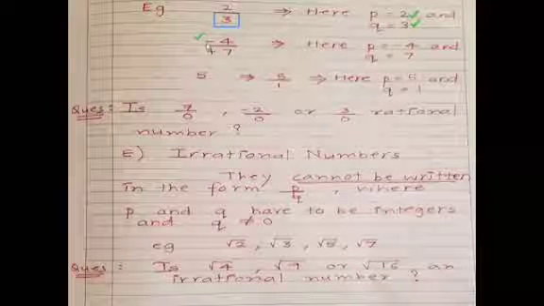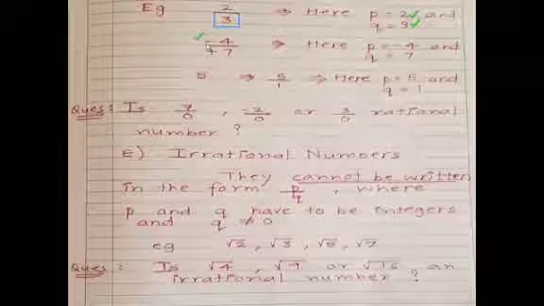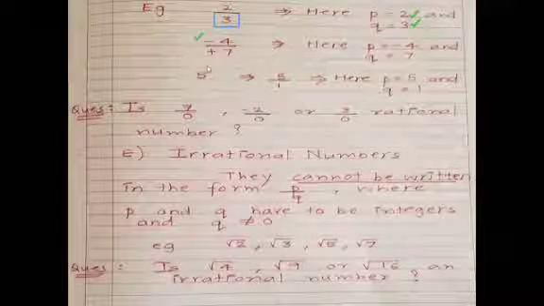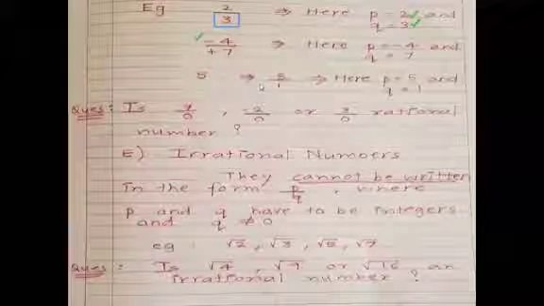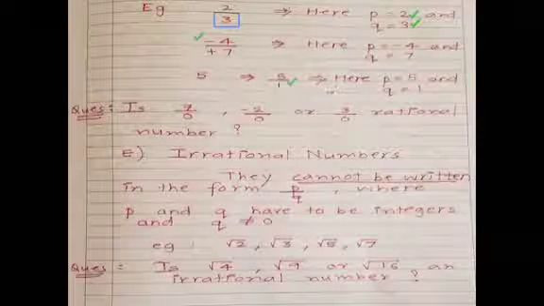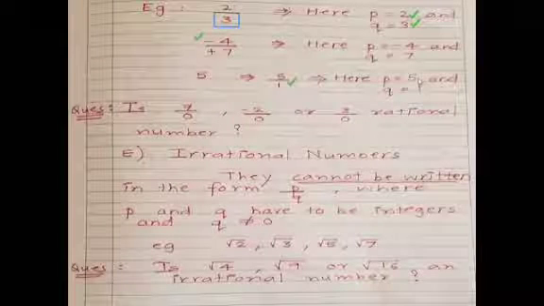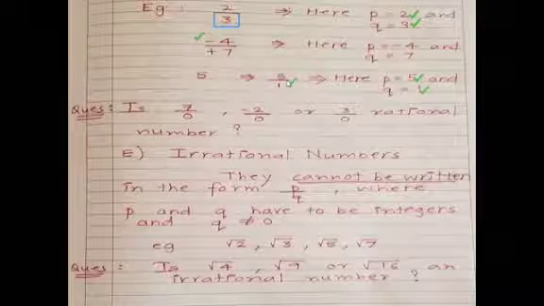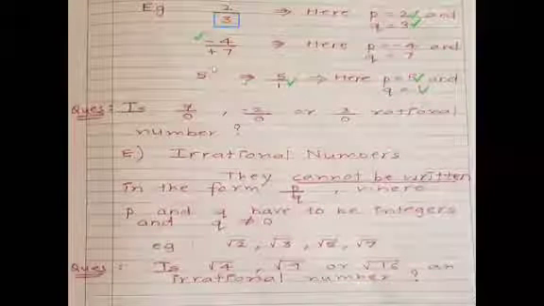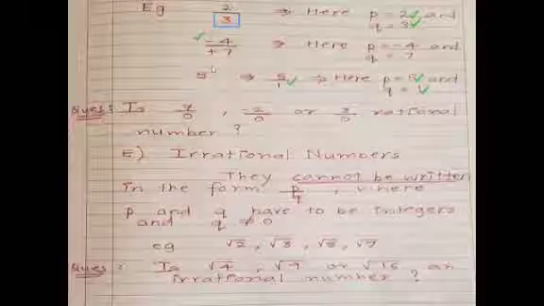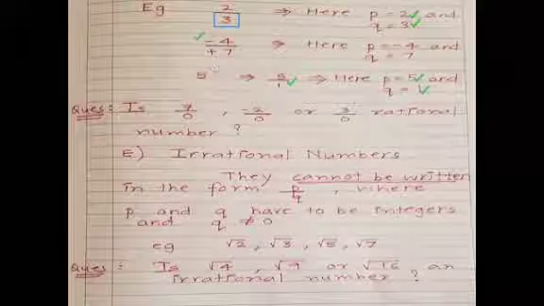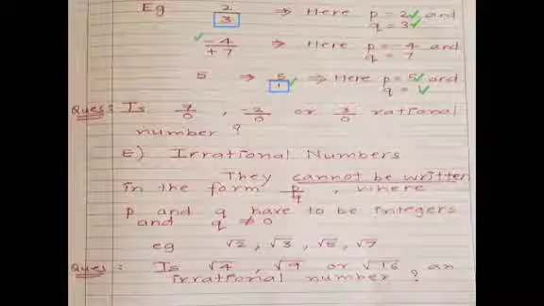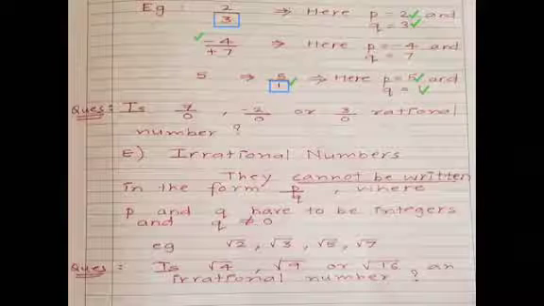Let us try with the next number. The number is 5. Now, 5 as such doesn't seem to have a denominator, but we all know that 5 can be written as 5 upon 1, where the value of p is 5 and the value of q is 1. So 5 upon 1, wherein 5 and 1 are integers, and the value of denominator is, as you can see, what's the value of denominator? It is 1 and it is not 0. Hence, 5 upon 1, which is actually 5, is also an example of rational number.